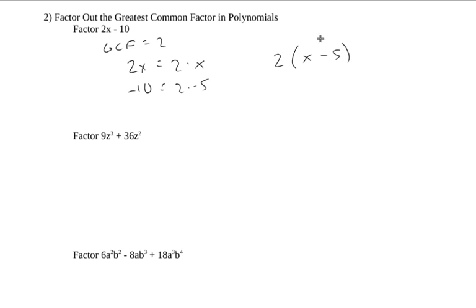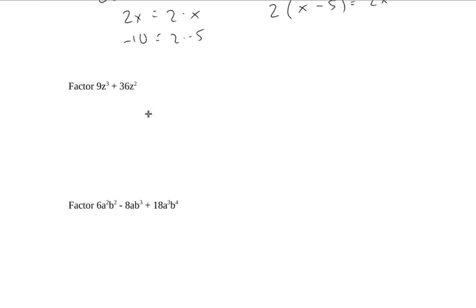Essentially what I'm doing here is I'm doing the distributive property in reverse. You'll notice if I was to do the distributive property, I'd take this 2 times x to give me 2x. I take 2 times 5 to give me negative 10, which is exactly where we started, except I'm wanting to go in that direction. I want to write it as a product instead of just simplifying. So that's the process we're going to do here.